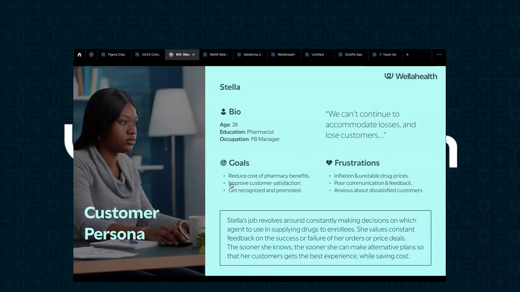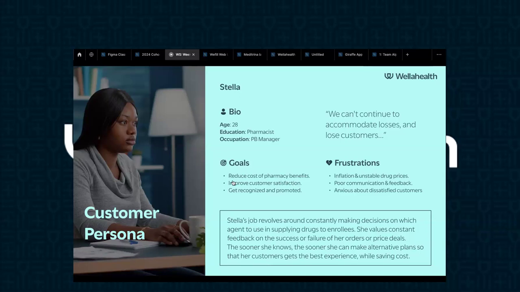And then another of her goals is to improve customer satisfaction, because the more customers are satisfied, the better the points for her. And then she also wants to get recognized and promoted, right? This is part of her goals in life. She wants to get promotion, get better pay. And in order to do this, she needs to make things work. Do you understand how this works?